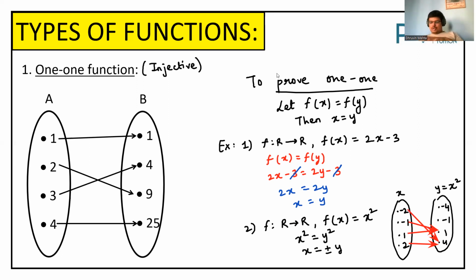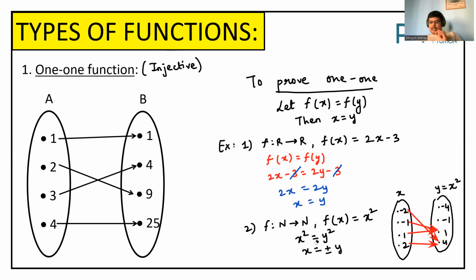Now in the same question, if I just make a little change, let's say instead of R to R, I take N to N. Now what do you think? Will this be 1-1 or not 1-1? So it will be 1-1.